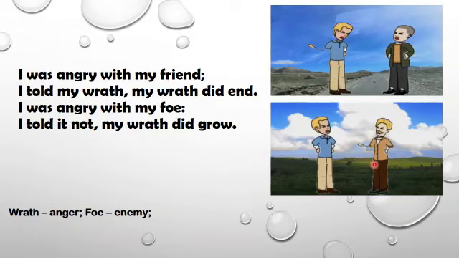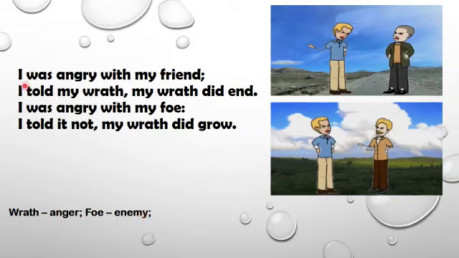Now let us see line by line. What is the topic? A Poison Tree, written by William Blake. Good. I was angry with my friend. I told my wrath, my wrath did end. I was angry with my foe. I told it not, my wrath did grow. Here, wrath means anger and foe means enemy.